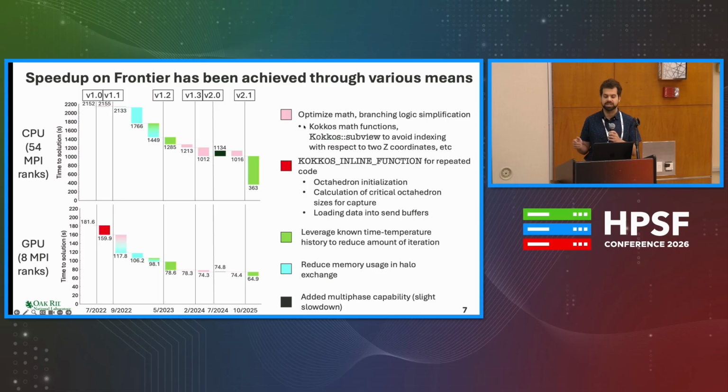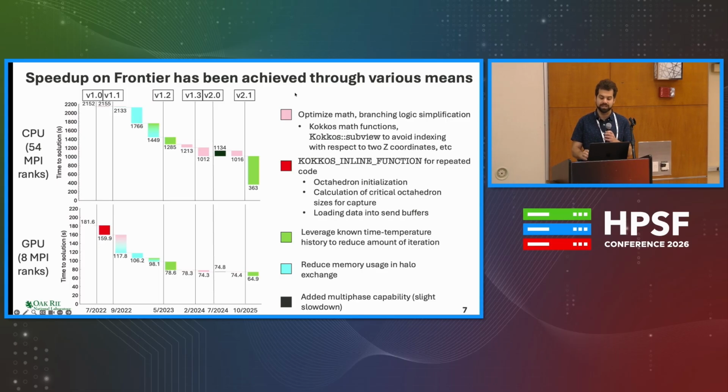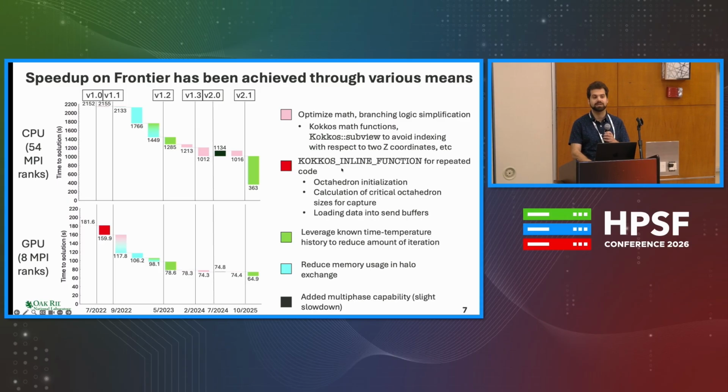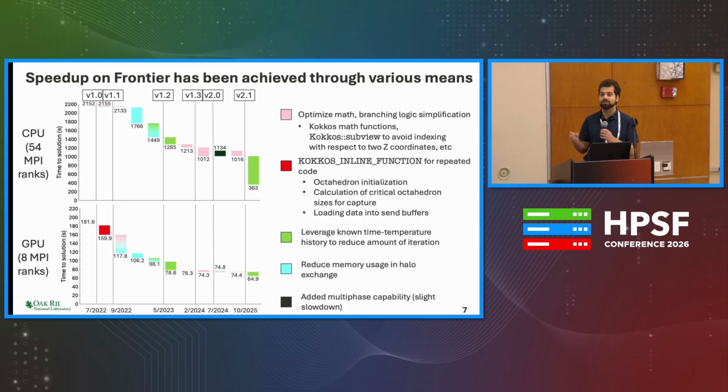You can see that most of the changes that we've made can fall into one of these general categories. The pink changes, especially on CPU, are just improving the branching logic. When you look at the structure of the code, there's a lot of if statements and a lot of algebra. So things like using Kokkos subview to avoid having to index where your cell is relative to the current layer of the printed part versus all layers, and using the Kokkos math functions ended up being a pretty useful thing on CPU. Inlining repeated calculations: a lot of these steps are things like create a new octahedron and calculate how big it needs to be to capture all its neighbors.